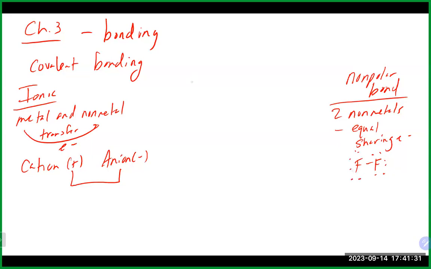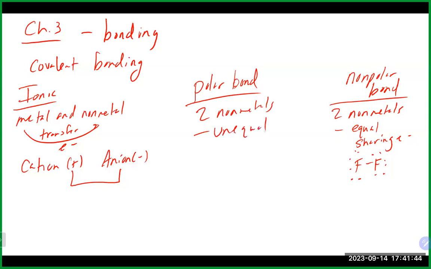And in the middle is a polar covalent bond, or just referred to as a polar bond, also between two nonmetals. And here we have unequal sharing of electrons. And again, the result of that unequal sharing of electrons is we do create this polar bond, which essentially means that there's a side to that bond where it is more positive and a side that's more negative.